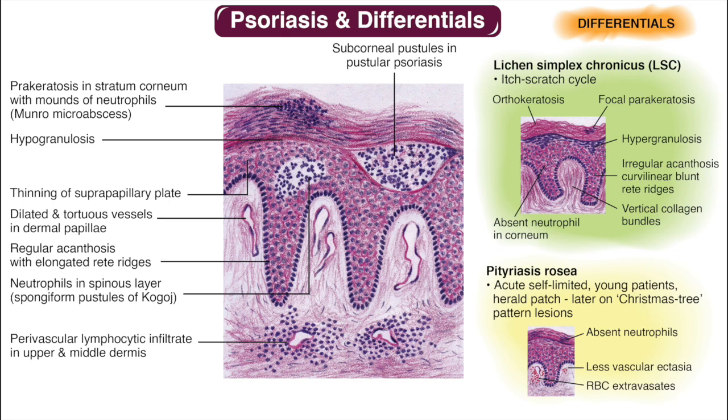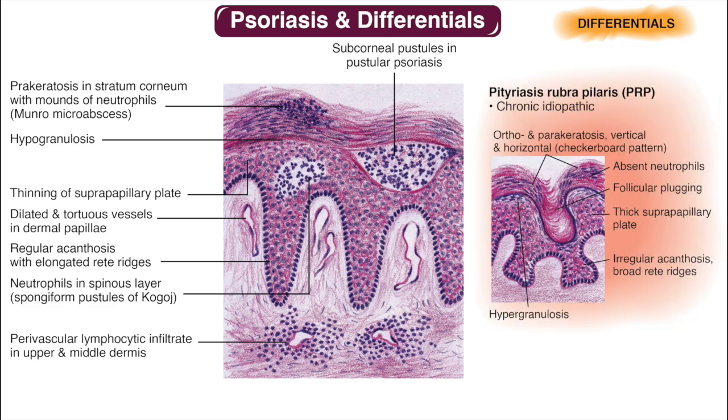Pityriasis rosea is an acute self-limiting papulosquamous disorder in young patients that starts with a slightly raised oval-shaped herald patch followed by similar lesions within 1 to 2 weeks in a typical Christmas tree pattern. Almost identical histomorphology except presence of erythrocyte extravasation and less vascular ectasia in papillary dermis and absence of neutrophils in the parakeratosis.